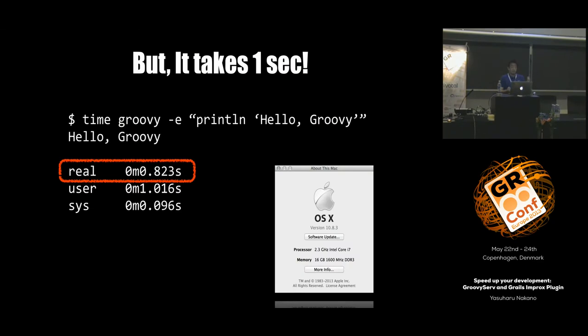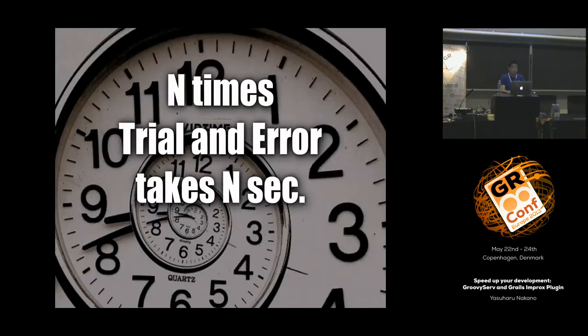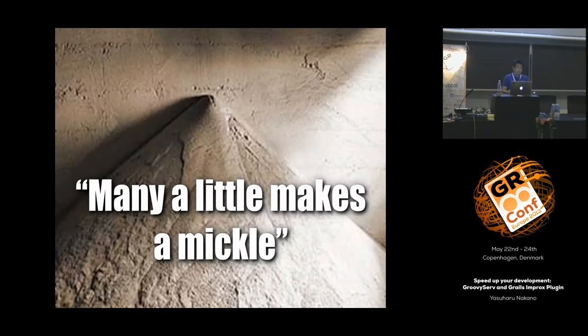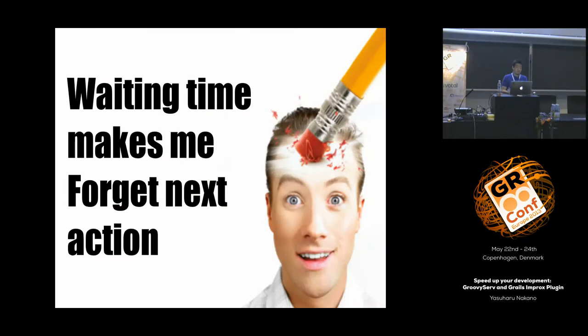But even the simplest code, printing Hello Groovy, takes almost 1 second. I bought this MacBook Pro Retina last year. It has a quad-core CPU and SSD, so I think it's not a bad spec, but it takes almost 1 second. As a result, each trial and error takes a second at least. Many a little makes a mickle. In addition, the waiting time makes me forget the next action.